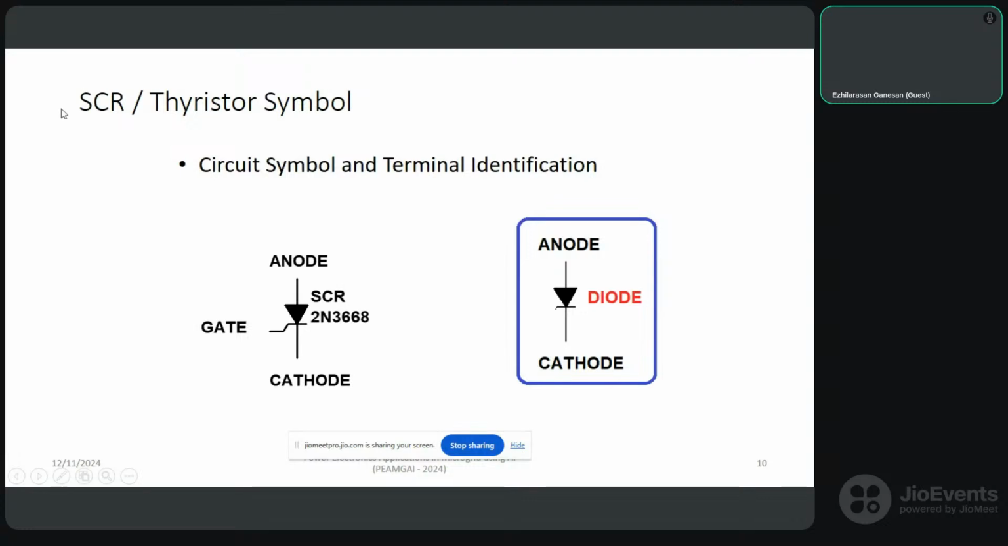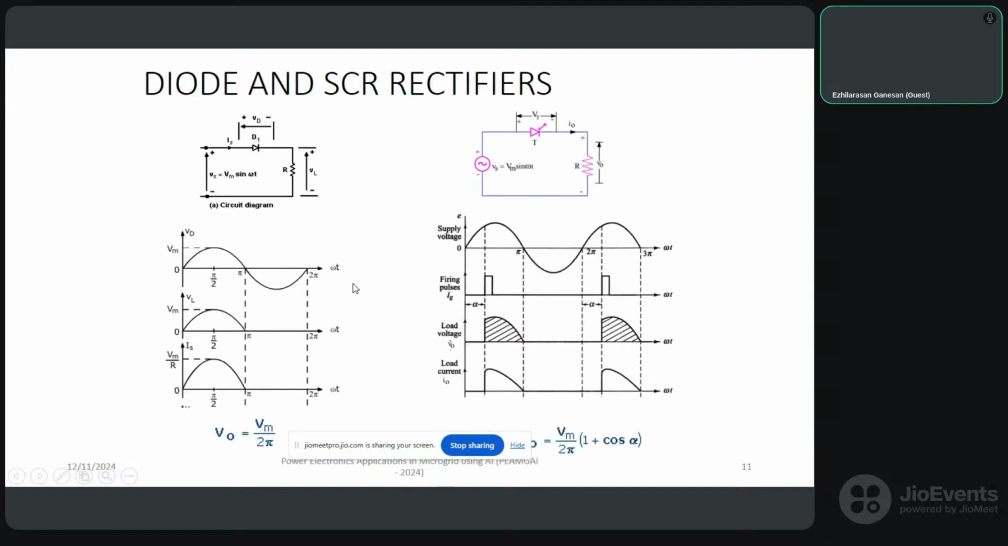So you can see here the SCR thyristor symbol. The diode and SCR share the same symbol, except that there is an additional terminal called the gate for the SCR. It means this is the control, right? With this control, what we can achieve is what I am showing in the next slide.